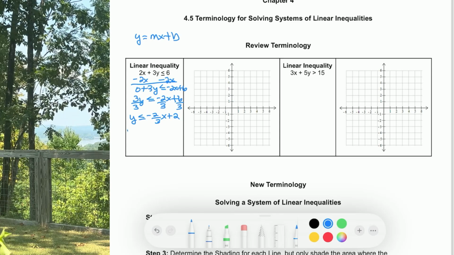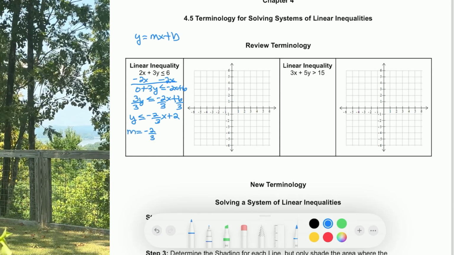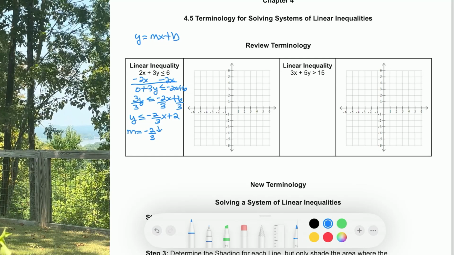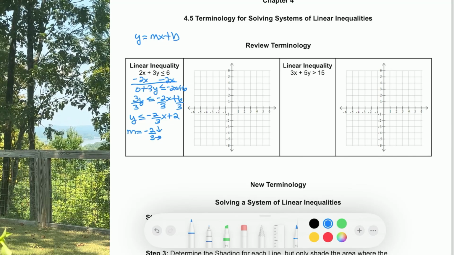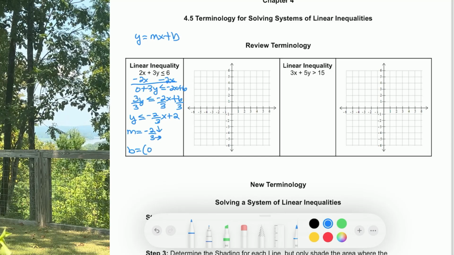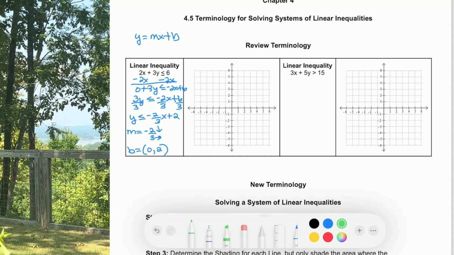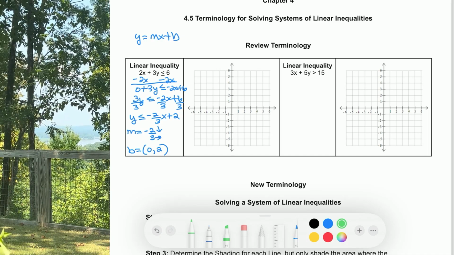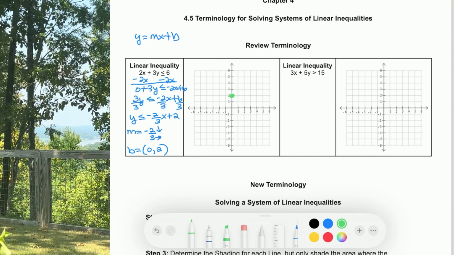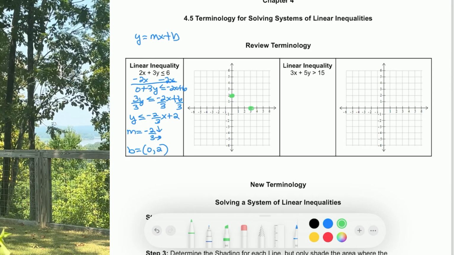Remember, our slope is what is in front of that x. So our slope is negative 2/3. That negative 2 tells me my rise is going to go down. The 3 is positive, so my run is going to go to the right. Our b is that 2, so that is 0, 2 for the coordinate we're going to use to plot our line. Start with your b, 0, 2. So our first coordinate is here. Then I use my slope to find my second one. I'm going to go down 2 over 3, and I end up here with my second coordinate.